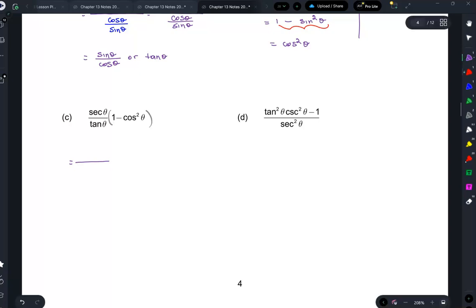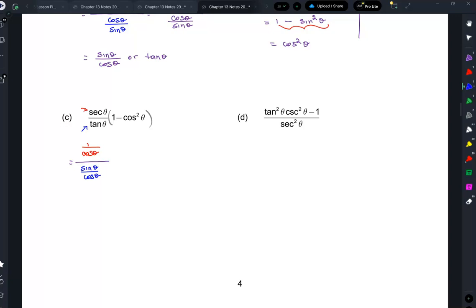So secant is 1 over cosine. Tangent is sine over cosine. Now, in short, we say sine over cosine, and maybe we kind of let the theta slip, but don't let it slip when you're writing.